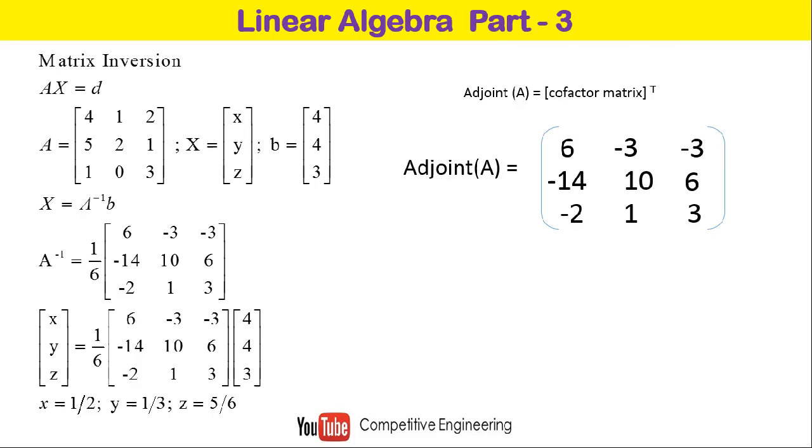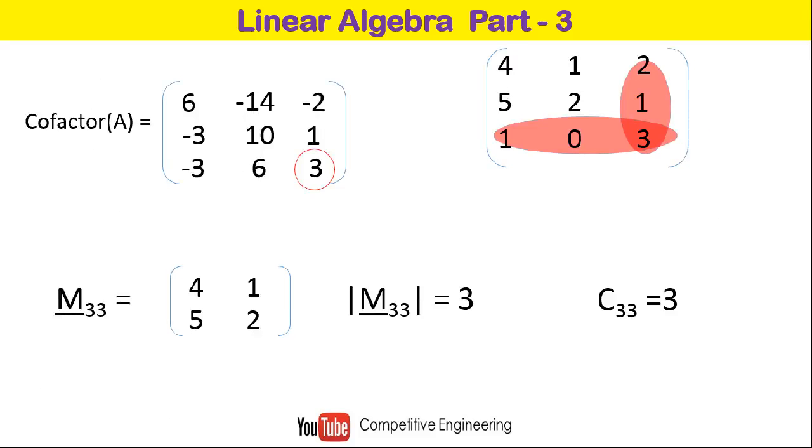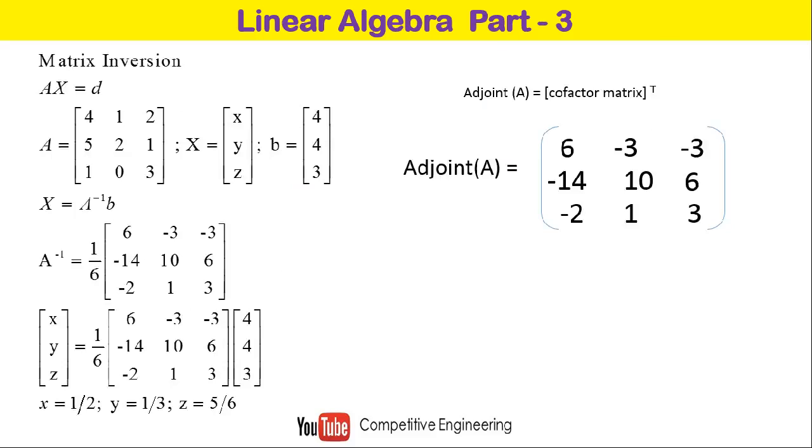So now we want to find the adjoint of the matrix. Adjoint matrix is just the transpose of the cofactor matrix, that is we are interchanging the rows and columns. The first column will become first row. So 6 minus 3 minus 3 is the first column here, so in the adjoint it will become the first row. In the similar way we will get the adjoint of the matrix. So now we got the adjoint of the matrix.